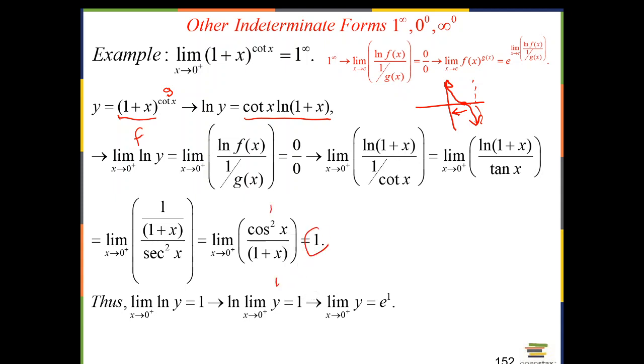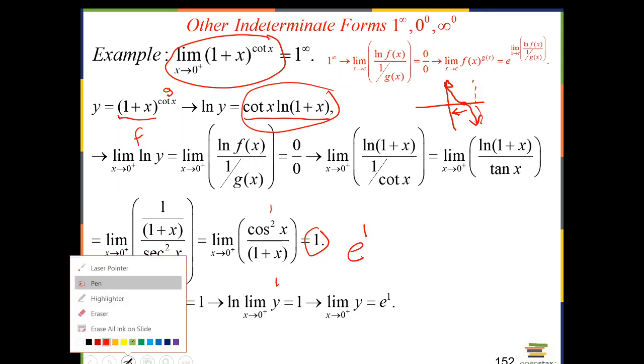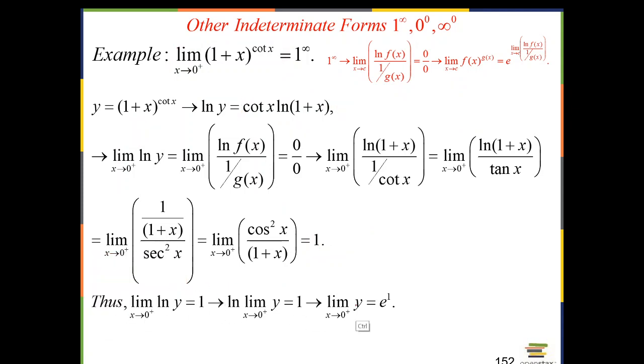Now, is this the answer to this limit? No. This is the answer to this limit, right? The limit of ln y. So what do you have to do to find the answer to the original limit? We have to basically take e to that power, which is e to the first power. So the answer is e. Okay? And I have the explanation again over here, why.